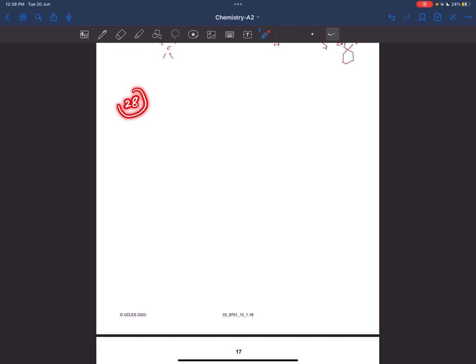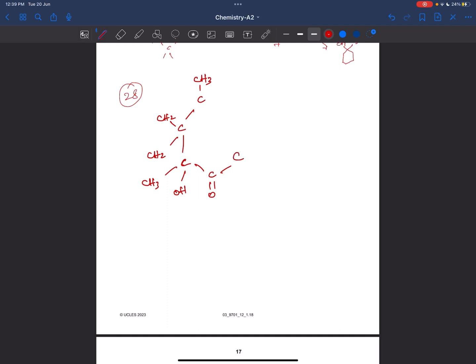This is question number 28. We are given this carbon, on top is CH3, here is a carbon, here is CH2, here is CH2, and below we have another carbon, here CH3, here OH, wait one second, here we have another carbon with double bond O, here is carbon, and here is carbon, and this carbon has a double bond. So this carbon and this carbon have a double bond O.